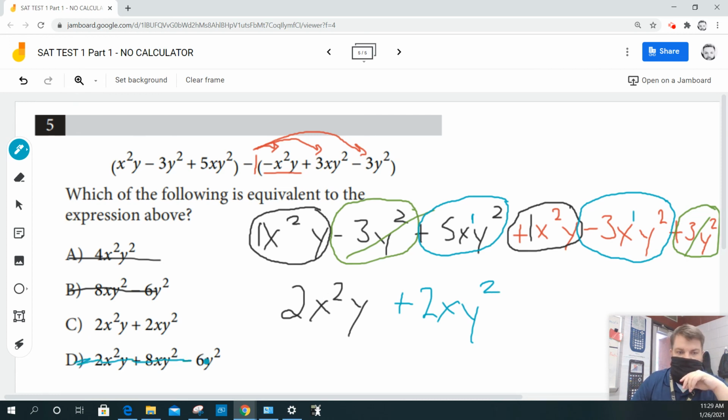So this one doesn't work. And so I end up with C as the correct answer. Any questions on that one?